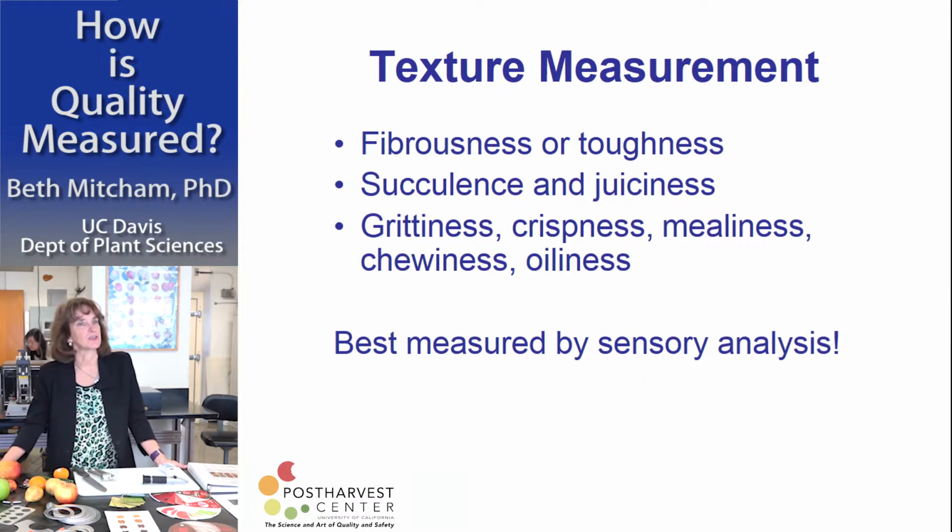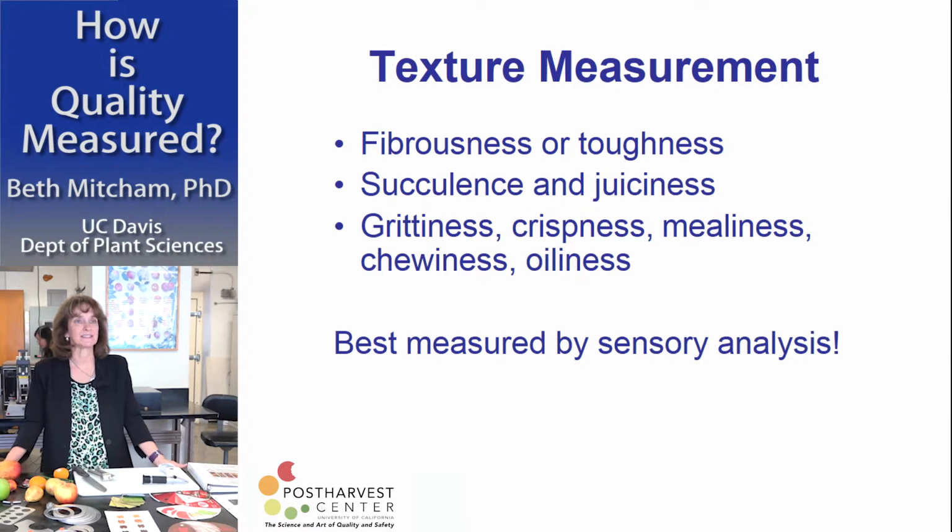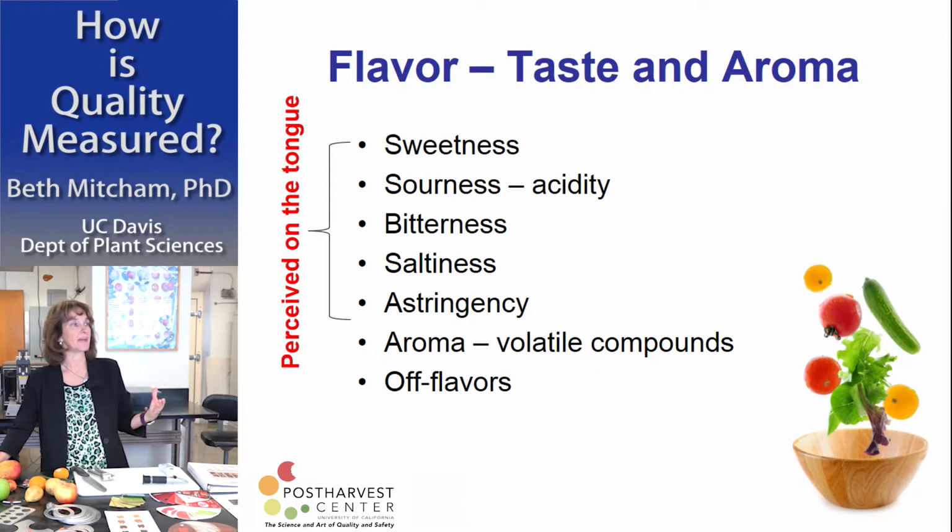So there are some other texture measurements we might want to make that are a little more challenging to measure. These are things like fibrousness or toughness, succulence or juiciness, mealiness, grittiness, oiliness. Now, some of these we can do in the laboratory by measuring chemical components, but in some cases they're best measured by sensory analysis. So what that means is that we're having people taste the products.